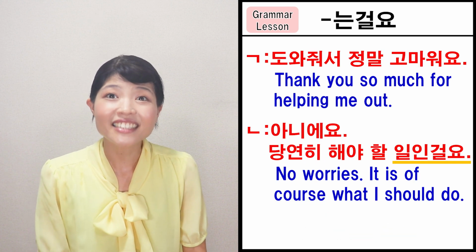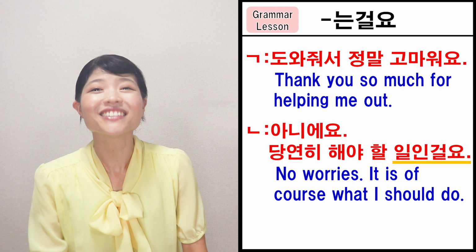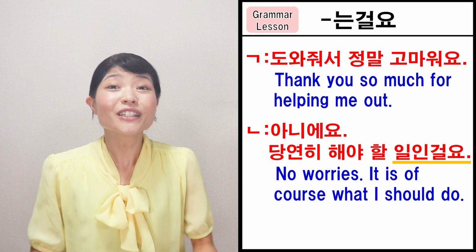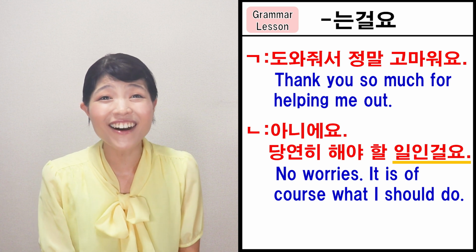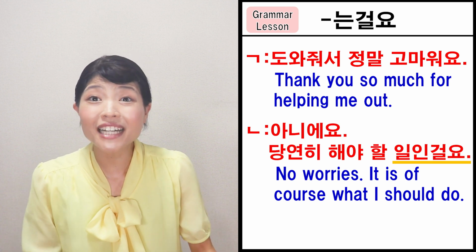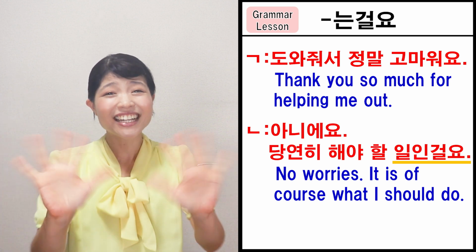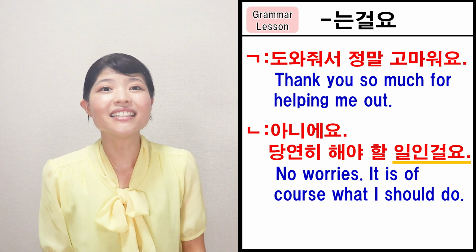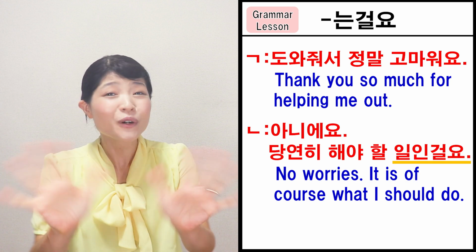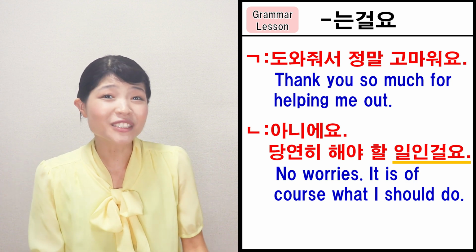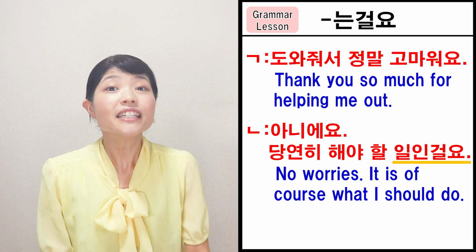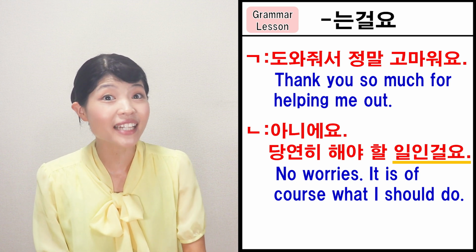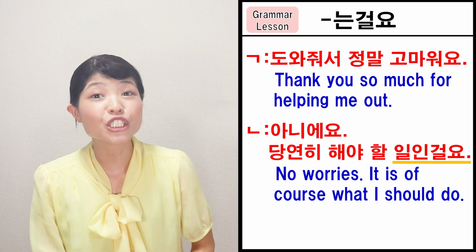The next sentence also tells an opinion lightly. Let's look at it together. 도와줘서 정말 고마워요. Thank you so much for helping me out. 아니에요. 당연히 해야 할 일인걸요. No worries. It is of course what I should do. Here, it is used to give an opinion on what the other speaker said, saying it's what I should do.